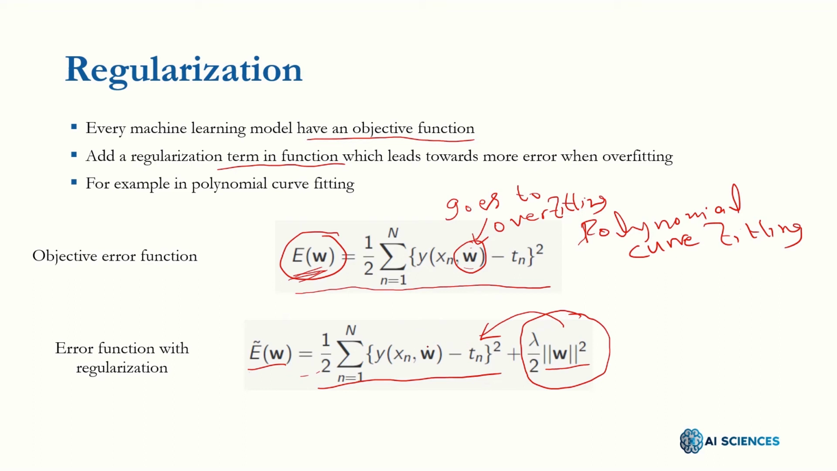So if it wants to give us a good number, meaning less error, the coefficients of W should not be increased, and they were the cause of overfitting. And here is a hyperparameter named lambda, which controls the impact of this added term on the error function.